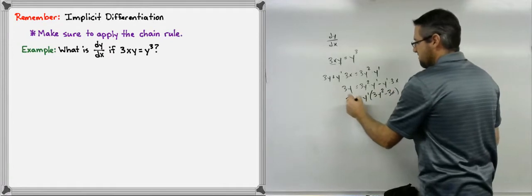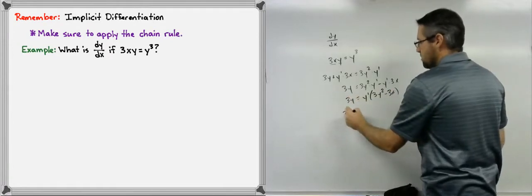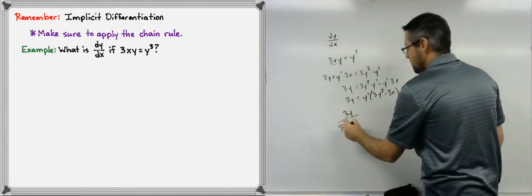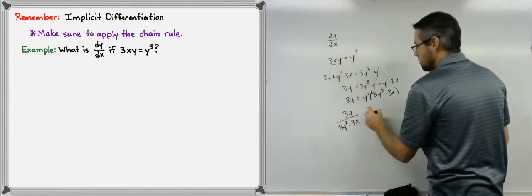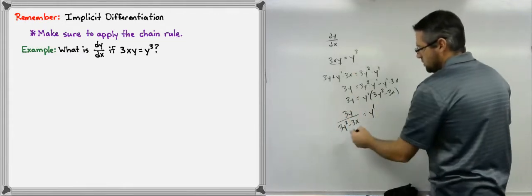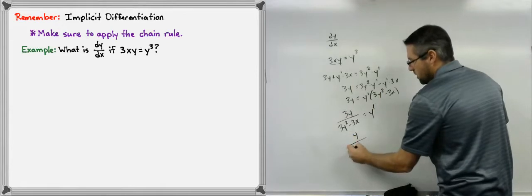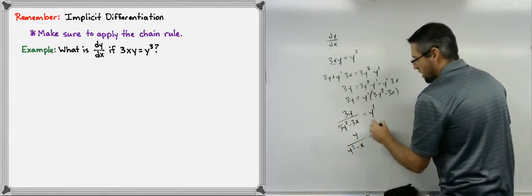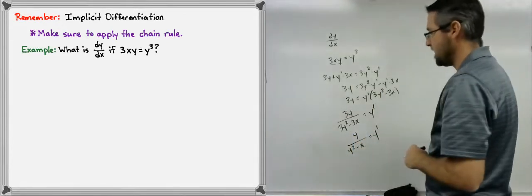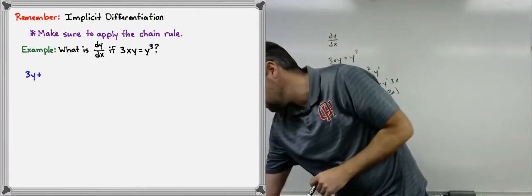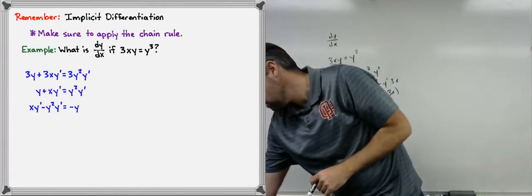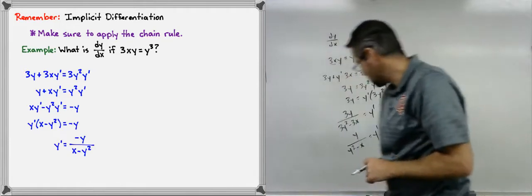And then we're going to divide by that. So we get 3y over 3y squared minus 3x equals y prime. And we could reduce that to y over y squared minus x equals y prime, or equals dy dx. Okay, so that is an example of what this looks like. Make sure we are good here.